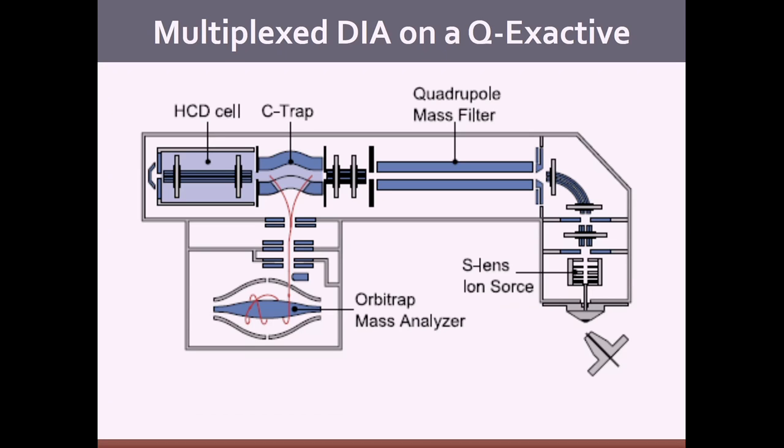When we saw this hardware design, we realized, okay, well, we've got an Orbitrap in here. We have a quadrupole mass filter. We have an HCD cell, and we have a C-trap. So we could, in theory, select a mass, fragment it, and store the fragments. We could then fill again, fragment it, and store the fragments. And then we can measure a single spectrum that contained multiple quad isolations.